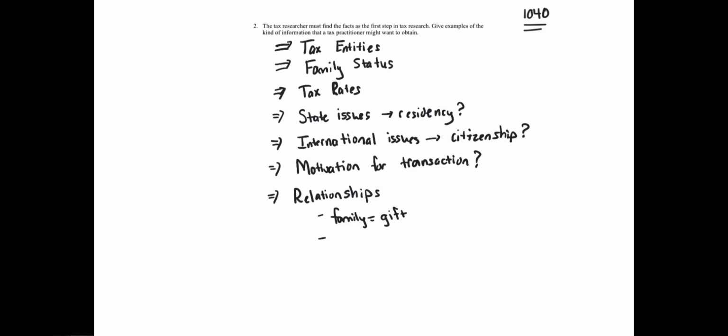So family, you got gift. If it's employee-employer, well, of course, you have issues of compensation, disguised compensation. If it's between an owner and a company, let's say like a shareholder and a corporation, you're talking about distributions of property. Those are just some of the many types of relationships. Those are the big ones, the big three we can say. There's others as well. But relationships are huge.